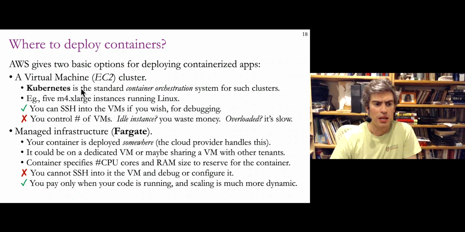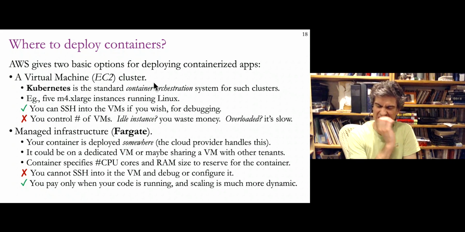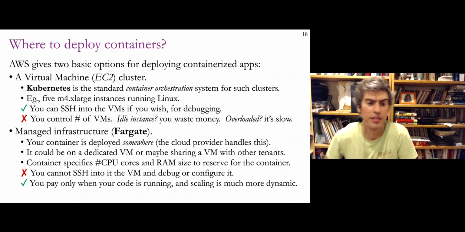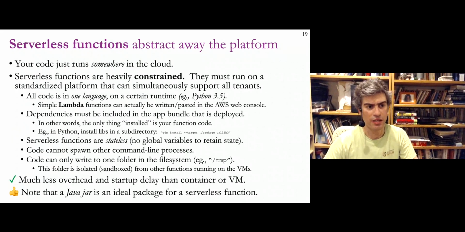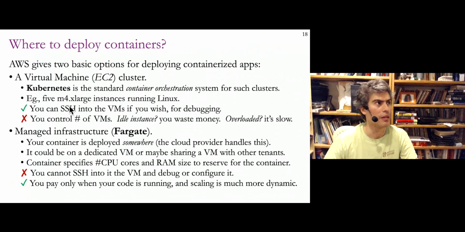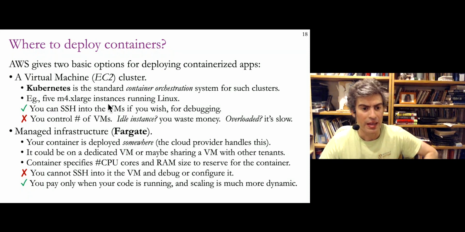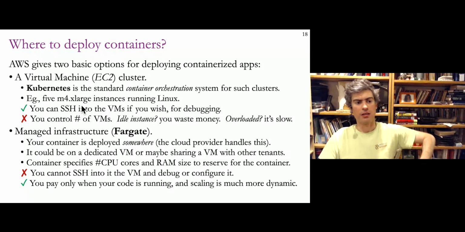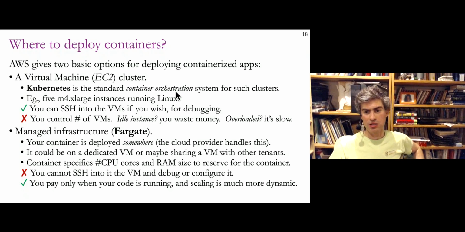Amazon gives two basic options. The first is to create a virtual machine cluster and deploy your containers to that. So basically decide ahead of time how many machines you're going to have. For example, you might have 5 machines of the M4 extra large size. You set those up and install a container orchestration system to manage that cluster, such as Kubernetes.